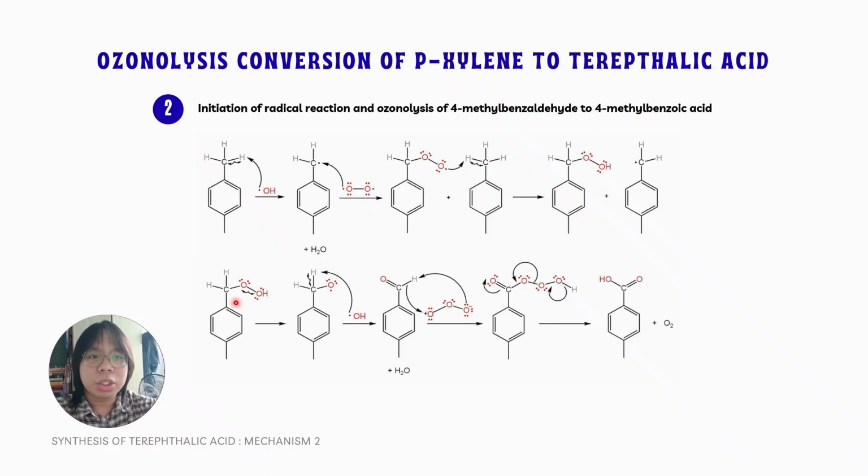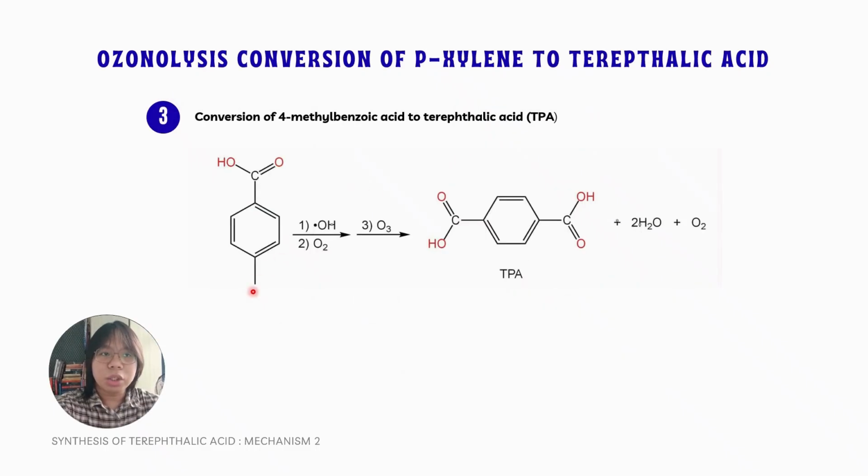Under UV light and basic conditions, the hydroperoxide's weak oxygen-oxygen bond undergoes homolytic cleavage, rearranging into an aldehyde because the formation of the carbonyl is more thermodynamically stable. Water is also produced in this step. Afterwards, the 4-methyl benzaldehyde intermediate is oxidized by ozone, which attacks the electrophilic carbon, forming 4-methyl benzoic acid and releasing molecular oxygen. In the final step, the other methyl group of the 4-methyl benzoic acid intermediate first undergoes hydroxyl radical initiation, then reacts with molecular oxygen to form an aldehyde substituent and is then oxidized to a carboxyl group by ozone, yielding terephthalic acid as the final product.